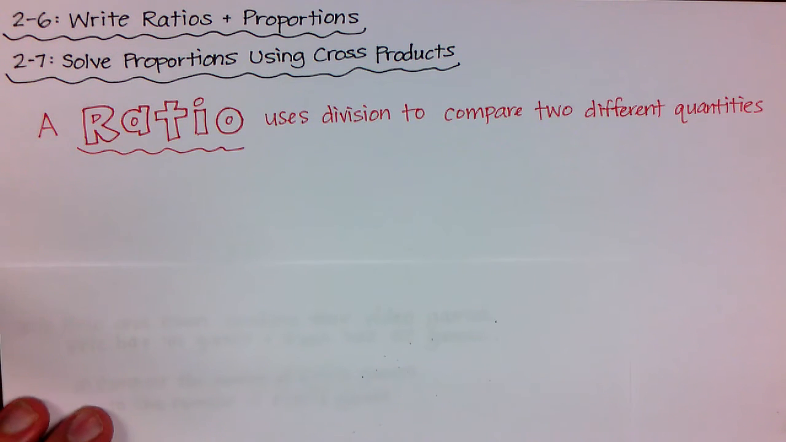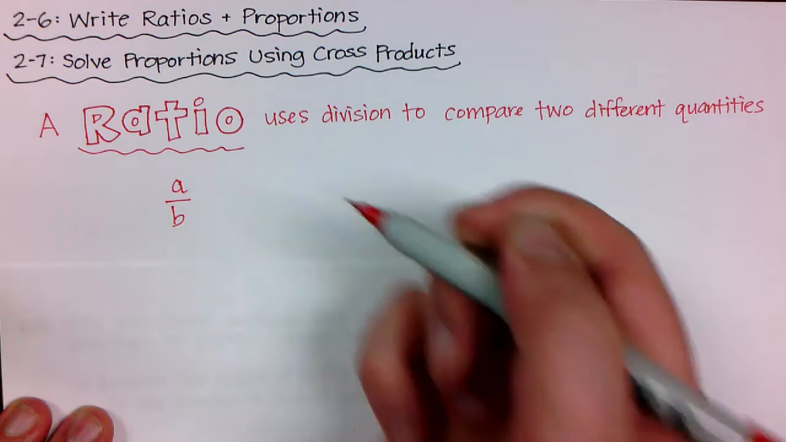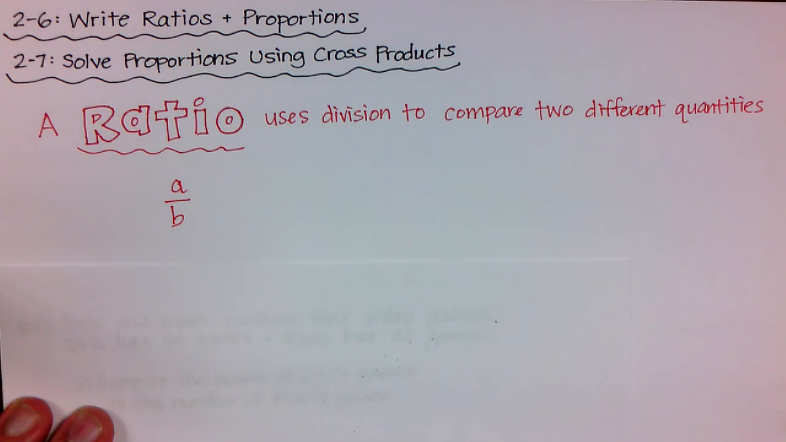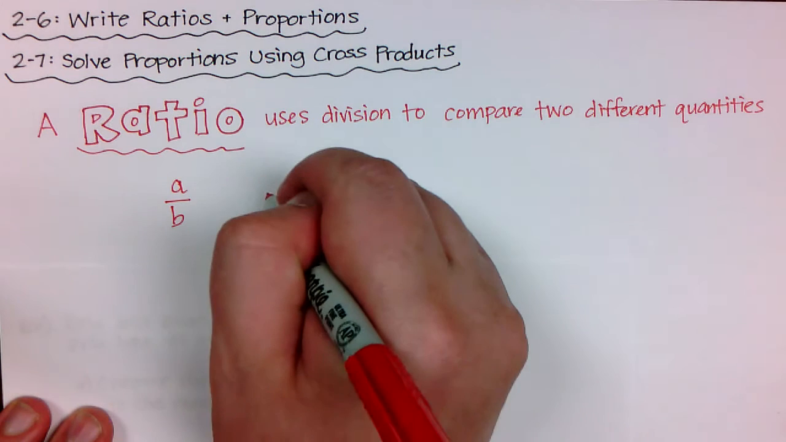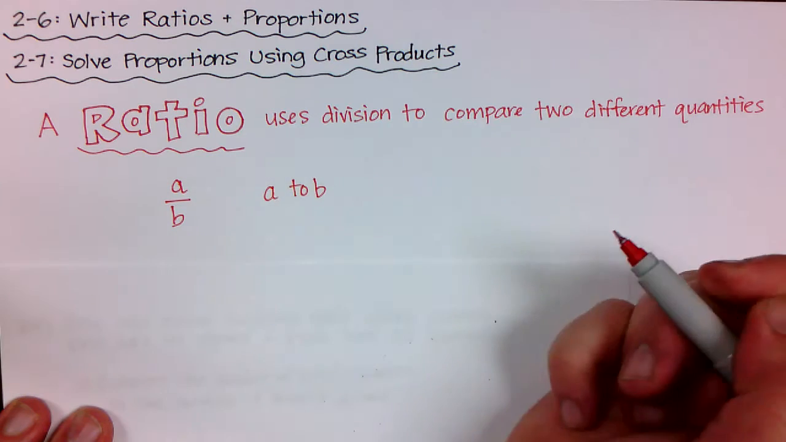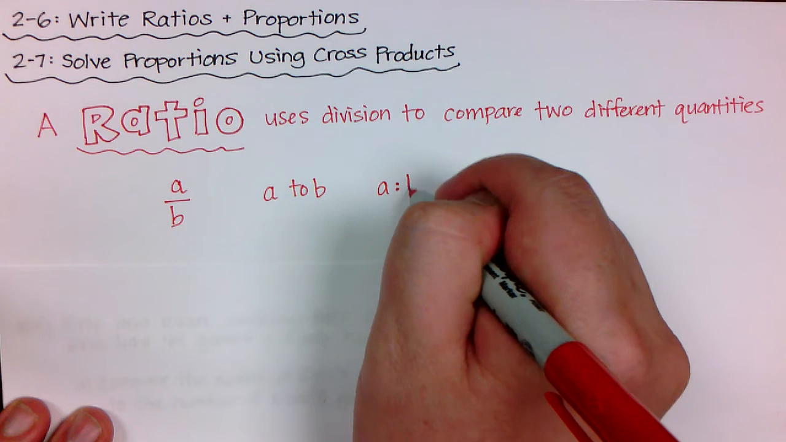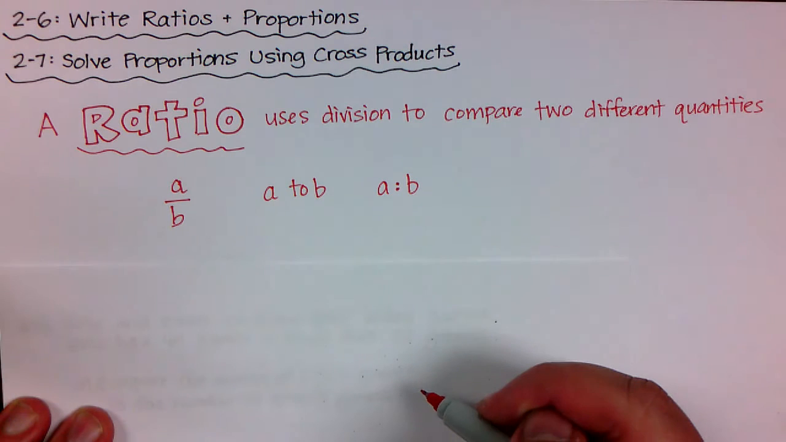If we're going to write it where it looks like we're dividing two different things, we would write it similar to a fraction. So that's one form. I could write it with words and say A to B. And another format you might see is simply having a colon right in between those two quantities.